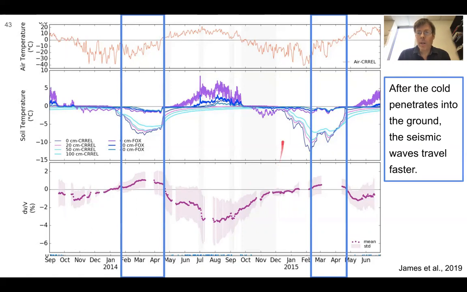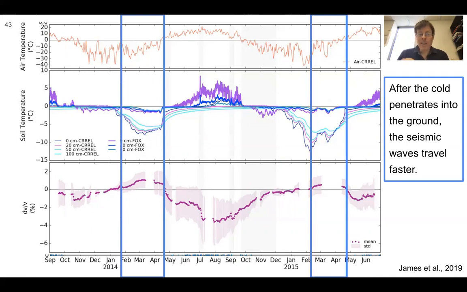Here's two windows of time, February, March, April toward May. And as it says here, after the cold penetrates into the ground, the seismic waves travel faster. So here are the seismic waves traveling faster. Here's the air temperature, late winter, and here's the cold propagating into the ground. So a really nice example, with these different instruments, of showing that the seismic station is measuring mechanical properties in the ground.